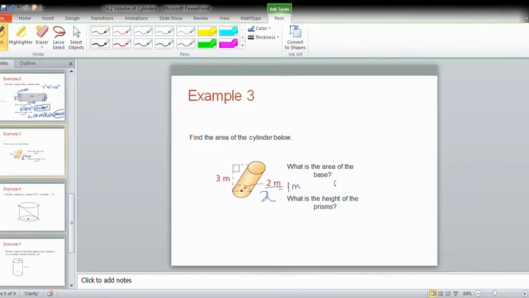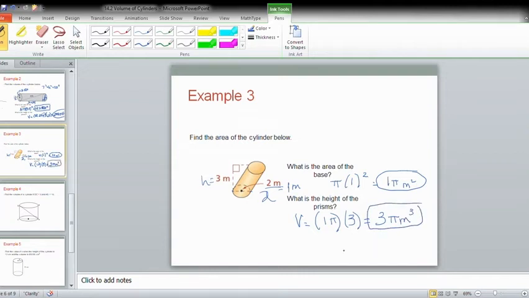So let's find the area of the base. Pi r squared equals 1 pi meter squared. And then we're going to find the height, which is 3. And we're going to multiply that. So area of the base, 1 pi, times the height is equal to 3 pi meters cubed. And we're done.